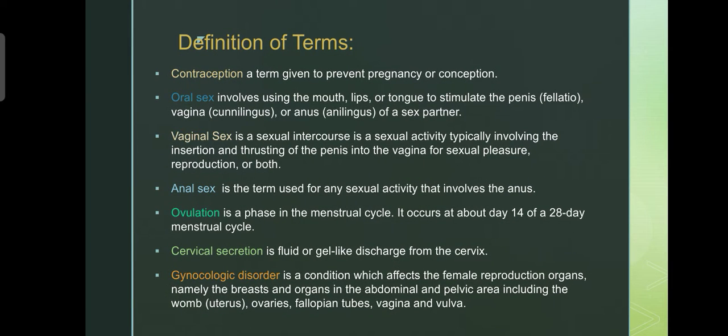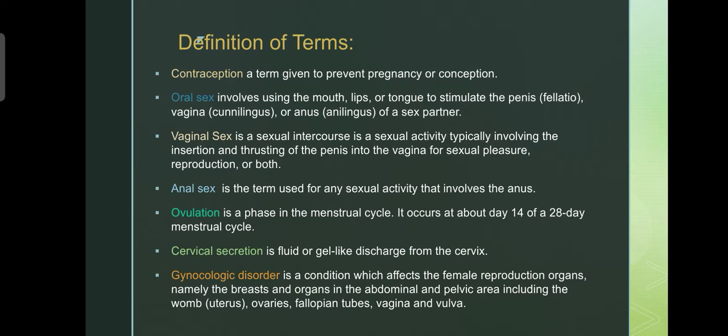Definition of terms: contraception, a term given to prevent pregnancy or conception. Oral sex involves using the mouth, lips, or tongue to stimulate the penis, vagina, or anus of a sex partner. Vaginal sex is a sexual activity typically involving the insertion and thrusting of the penis into the vagina for sexual pleasure, reproduction, or both. Anal sex is a term used for any sexual activity that involves the anus.